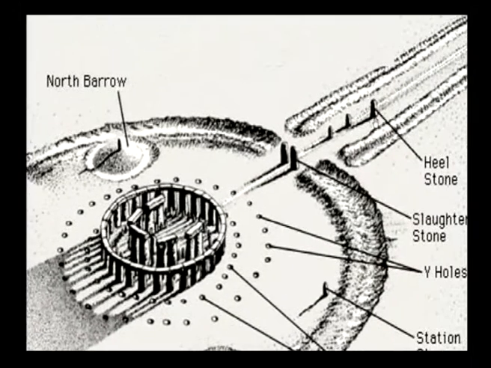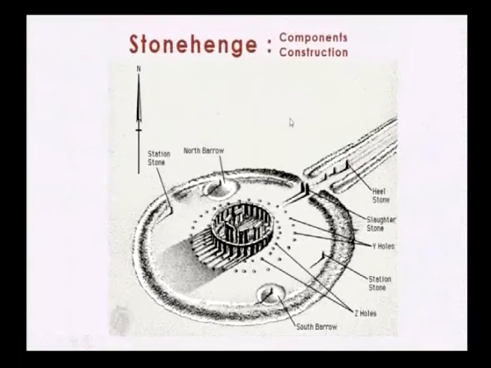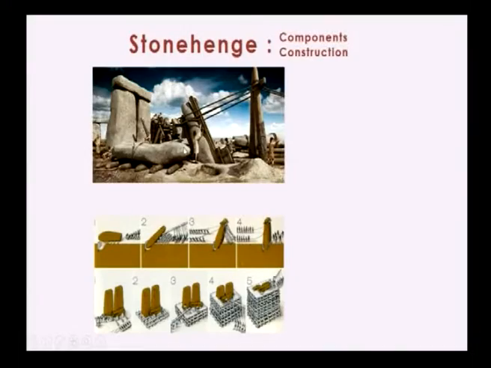The position of the heel stone, the slaughter stone, altar stone and trilithons define the solstices. It was supporting the winter solstice and opposing the summer solstice. The construction of Stonehenge: there are several theories as to how they constructed Stonehenge.